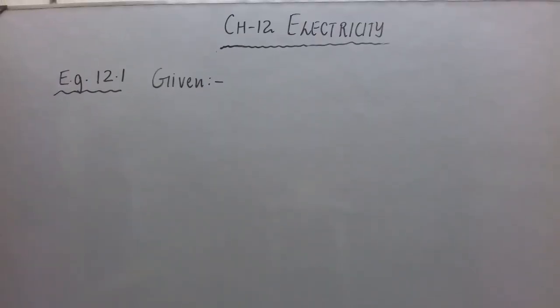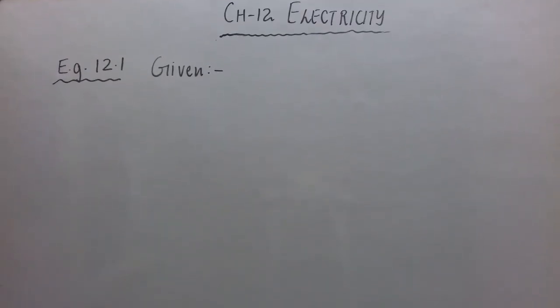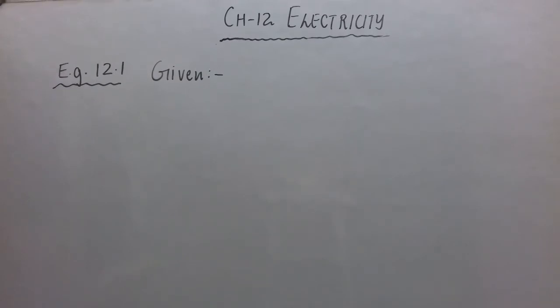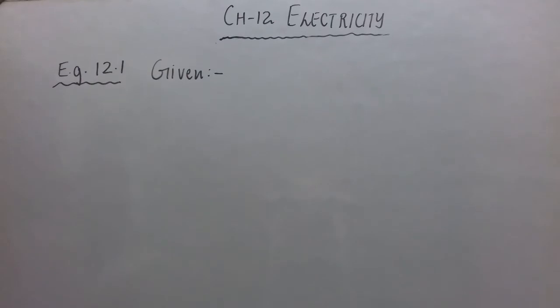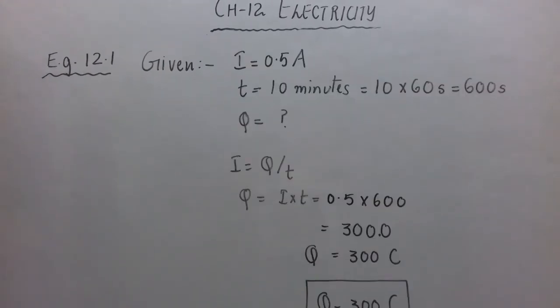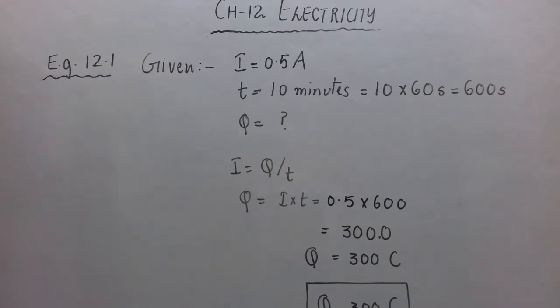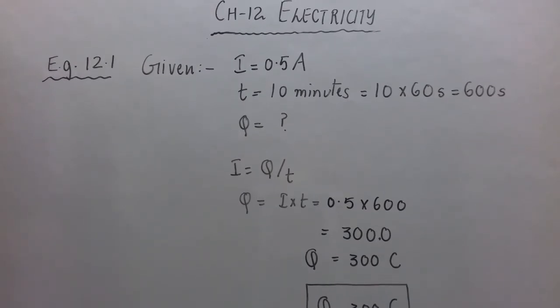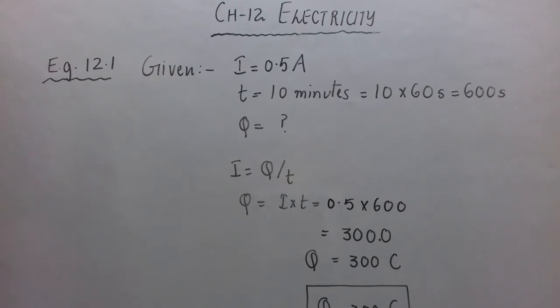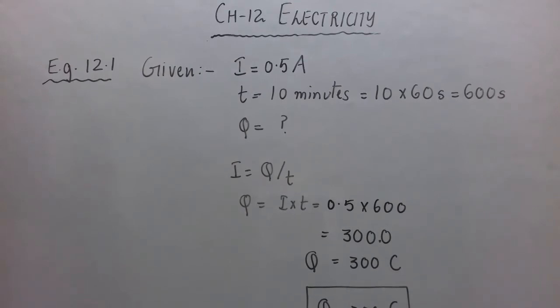Now let us do example 12.1. I'll read the question, listen to the question properly. A current of 0.5 ampere is drawn by a filament of an electric bulb for 10 minutes. Find the amount of electric charge that flows through the circuit. So I'll read the question again and then we will write what is given.